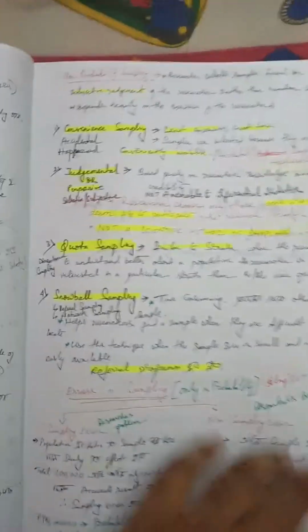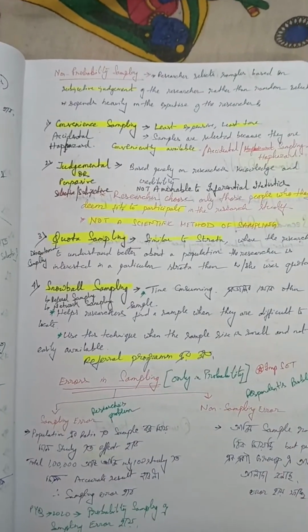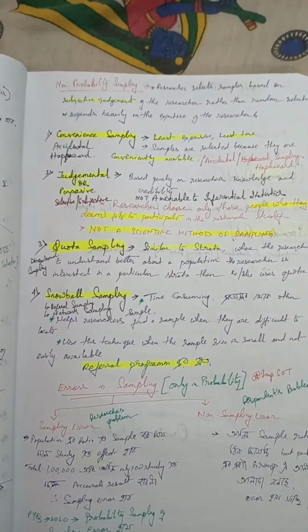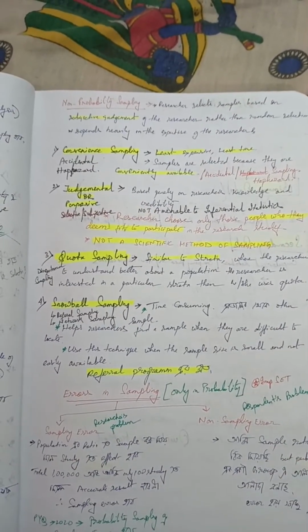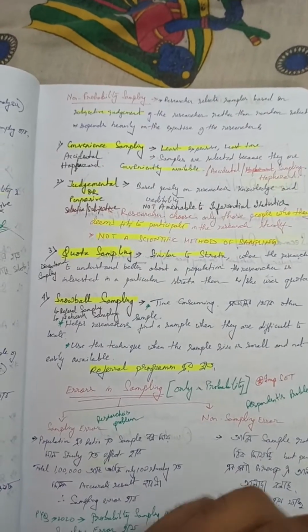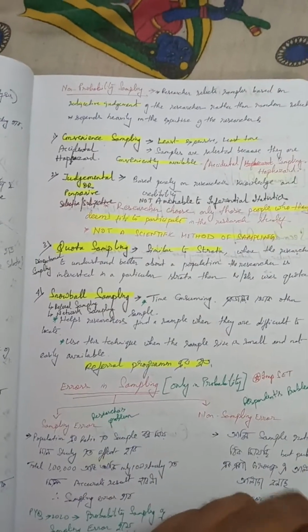Okay, now coming to non-probability sampling. Non-probability sampling means I am choosing by convenience. According to my convenience, I am carrying out the sampling process. Judgmental or purposive: I know whom to research.